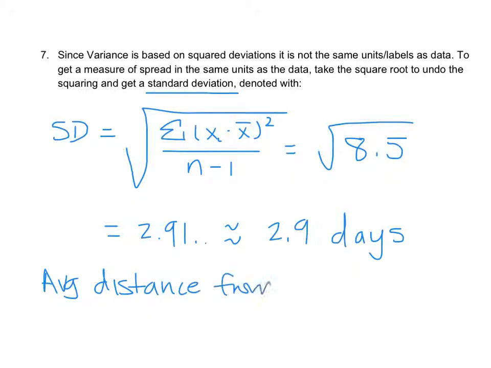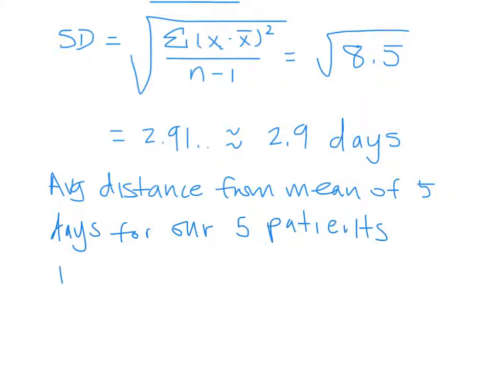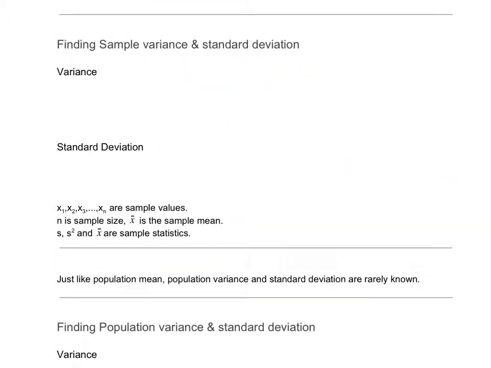Okay, so what that's telling us is that the average distance away from the mean of 5 days for our 5 patients, or 5 car accident patients, is 2.9 days. So that gives us a derivation of the standard deviation and the variance.